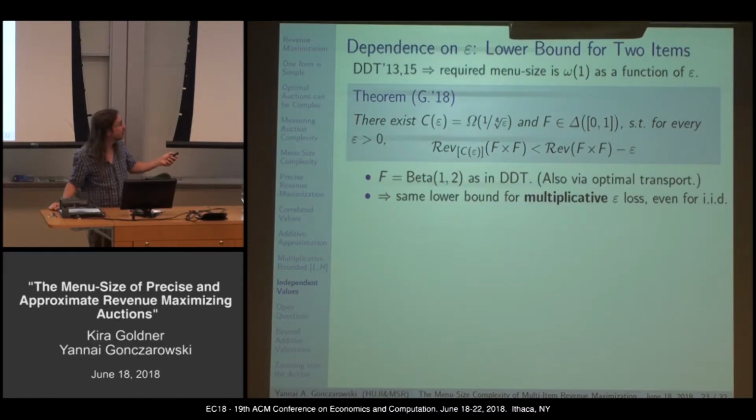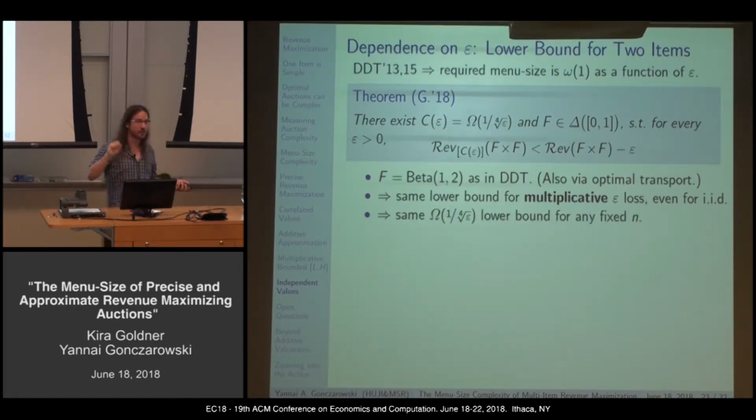So if I show you that if you don't have at least this menu size, then you lose an additive epsilon, then for sure if you don't have this menu size, you lose at least a multiplicative epsilon. And also note that this is for 2 items, but you can also take 100 items and have 2 of them distributed according to this beta distribution and have the remaining 98 of them have constant 0 value, which means that if you fix n and you just ask what's the dependence on epsilon, this gives you 1 over the 4th root of epsilon for any fixed n.